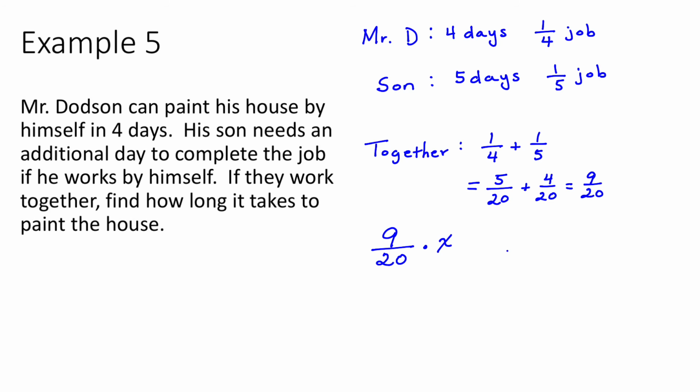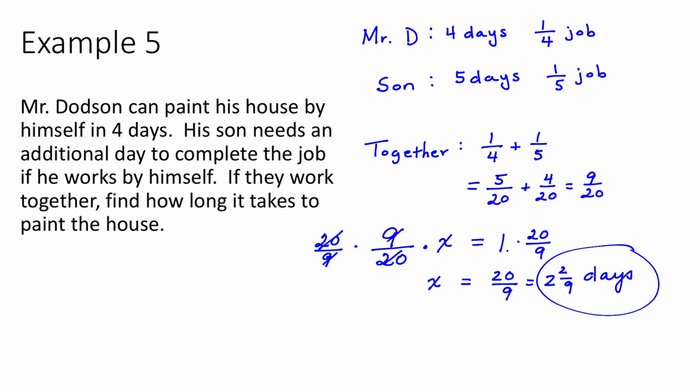And we multiply that by the number of days to complete the job. And we get 1 job completed. So to solve for x, I just multiply by the reciprocal of 9/20. So I'm multiplying both sides by 20/9. On the left side, I'm just left with x. And on the right side, 20/9, or 2 2/9. And that time is in days. So cha-ching, there's my answer for that.